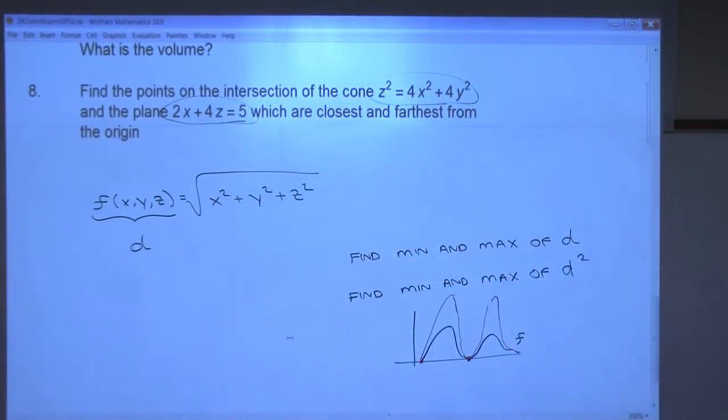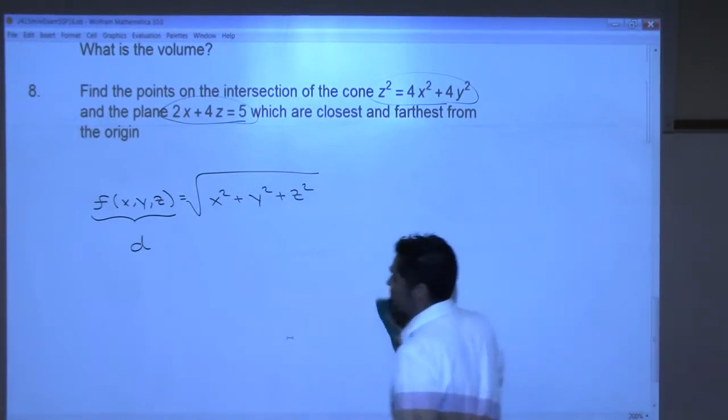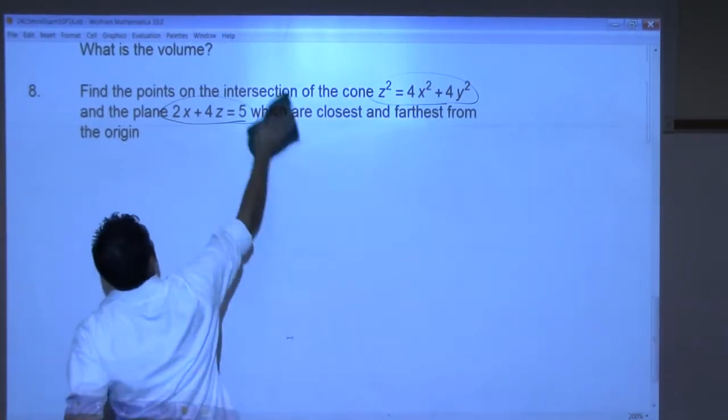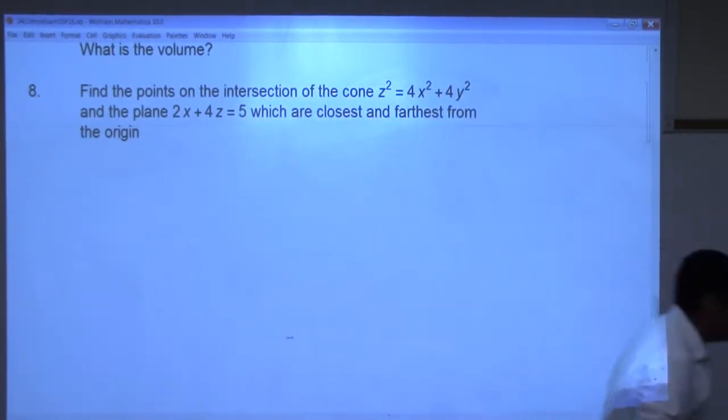All right. How many of you had seen that before? D squared? Okay, that can save you in a lot of situations where you're trying to find the maximum of a function. Okay.